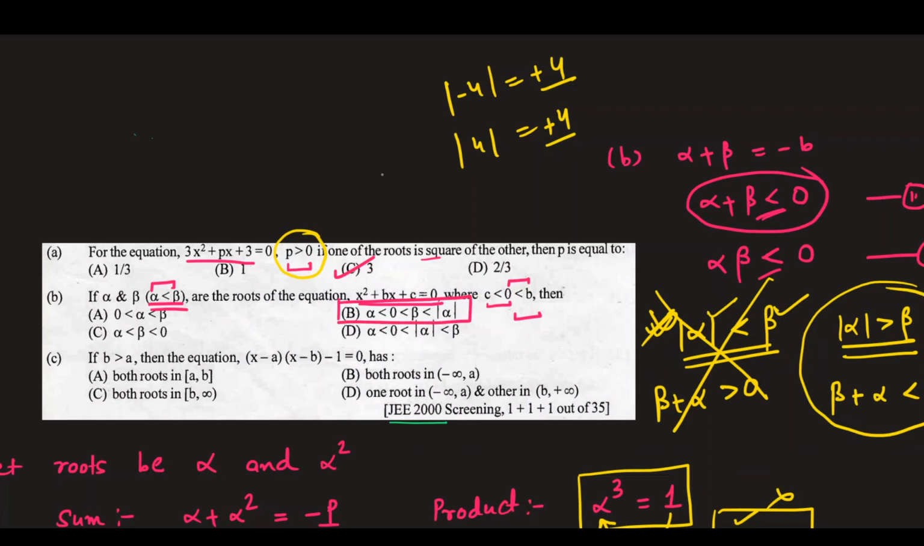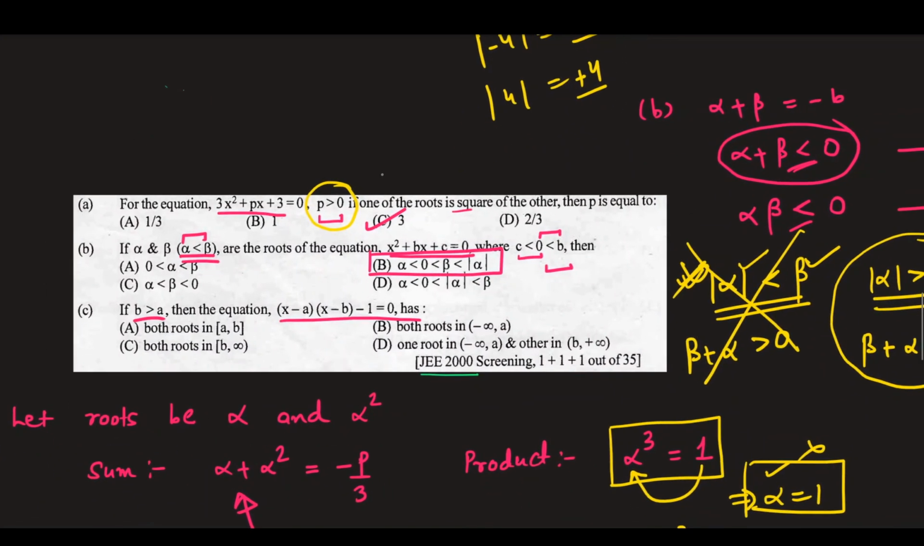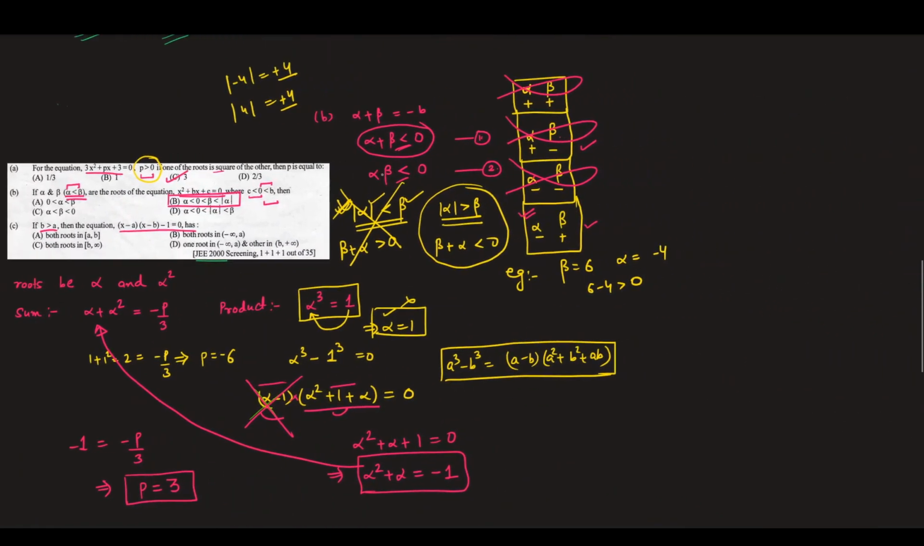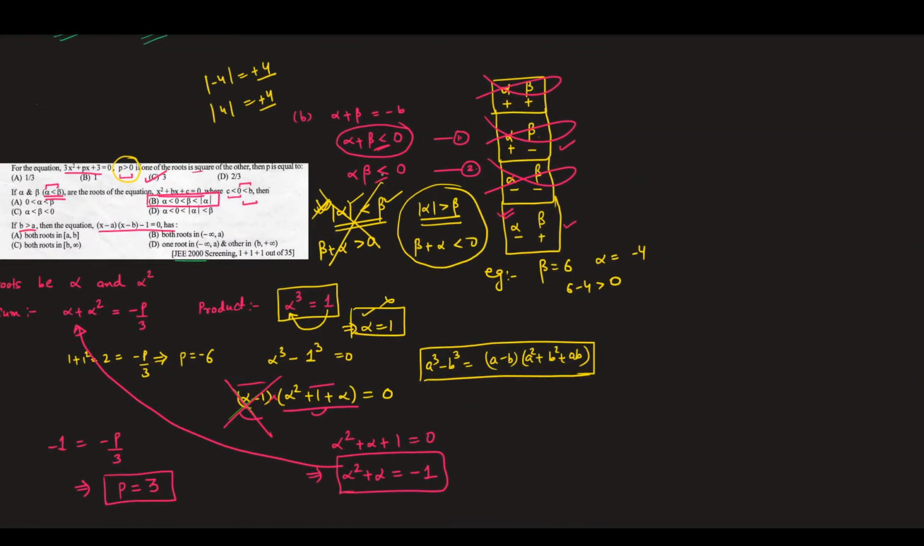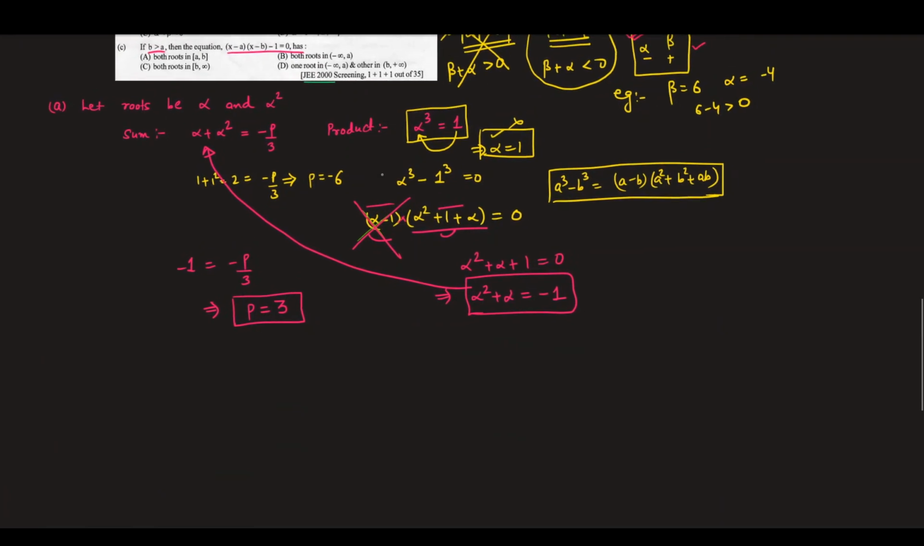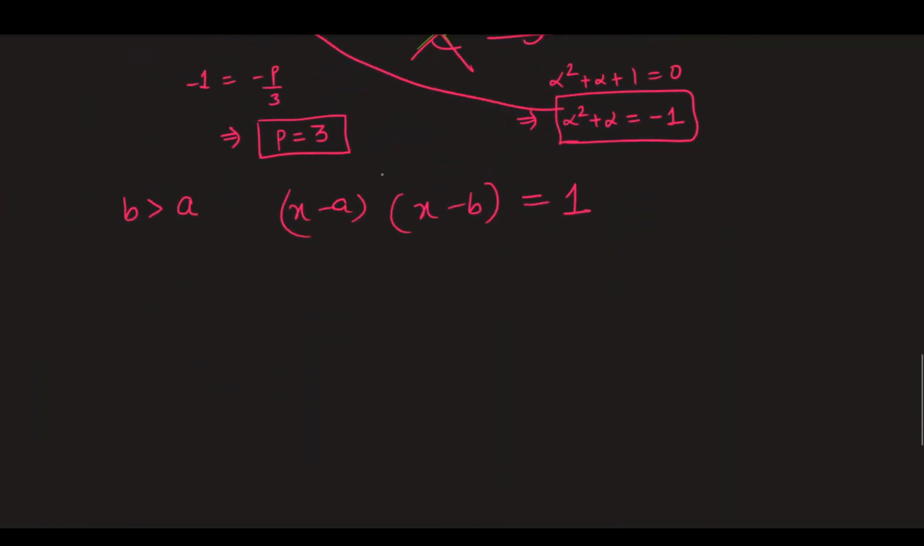Now the C part says that if B is greater than 0, B is greater than A, and this is the equation. Now we have to tell in which condition the roots lie. So the C part: B is greater than A, and the equation is (x minus A) into (x minus B) is equal to 1.